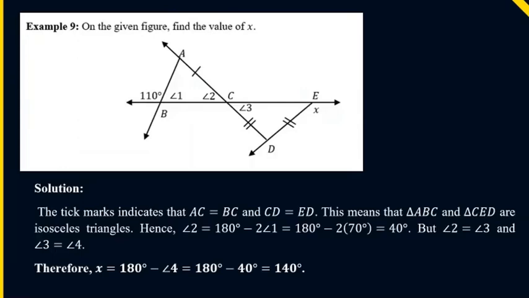But angle 2 is equal to angle 3, by the vertical angle theorem. And we have angle 3 congruent or equal to angle 4. Therefore, x is equal to 180 degrees minus angle 4, which is 180 degrees minus 40. Therefore, x is equal to 140 degrees.